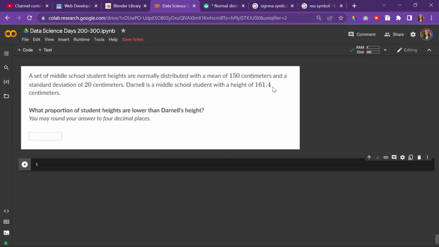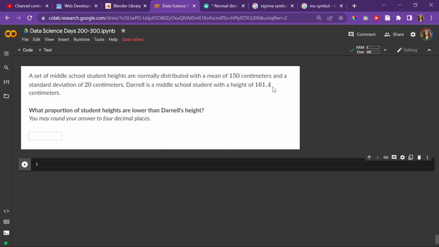So basically, normally distributed means that you have a distribution, you have a whole bunch of data points, and they are literally symmetrical. It looks like an upside down parabola, and it looks normally distributed. So my objective here is two goals: to visualize this and to also actually solve the problem and find the area below that specific point, which is Darnell's height.